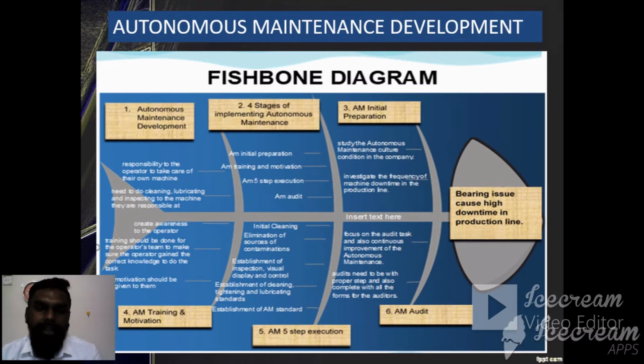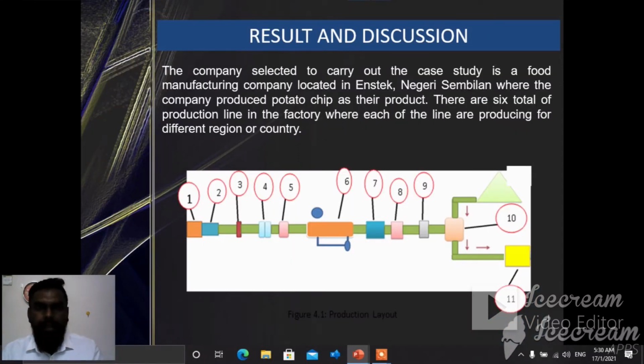Okay, the next is that the audit needs to follow proper steps and also be complete with all the forms for the auditors. Okay, from this the outcome will be the result that the downtime is from bearing issues, which cause high downtime in the production line. Okay, we are in the result and discussion part. Okay, the company I visited is a food manufacturing company, which is located at Saraman.